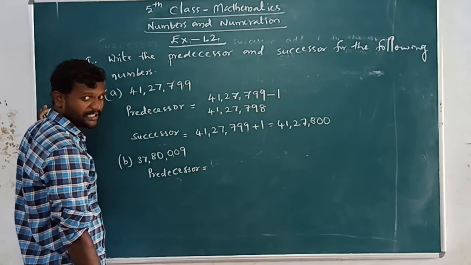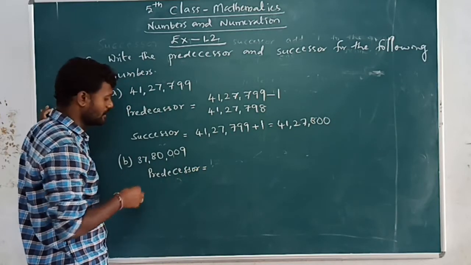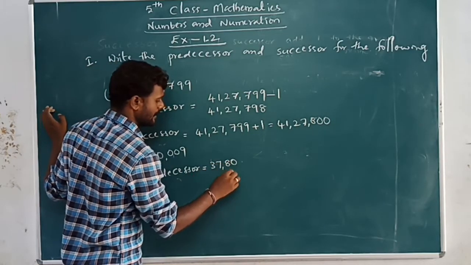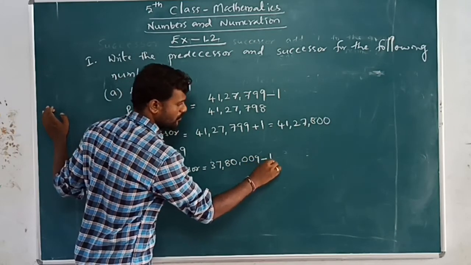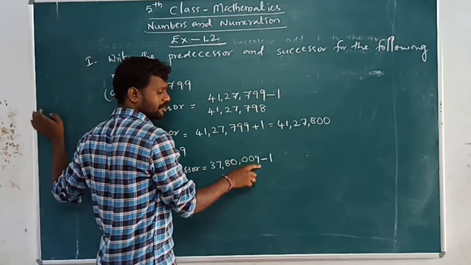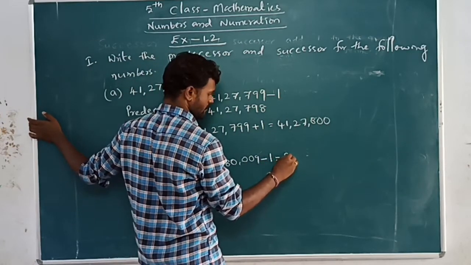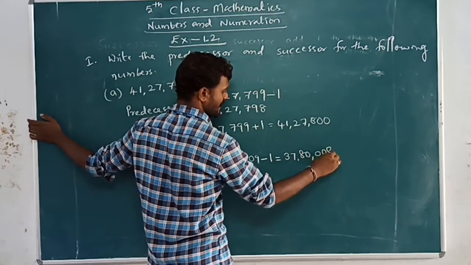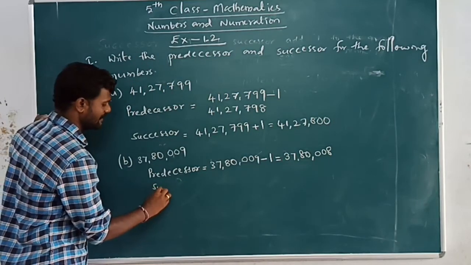What is the predecessor? Just the number before. If you don't know the number before, what do you have to do? 37 lakhs 80,009. This is the number given. Minus 1 you have to do. Okay. What is the last digit? 9. If you subtract 1 from that, what will you get? 8 at the end. So 37 lakhs 80,008. That is the predecessor. And what is the successor?